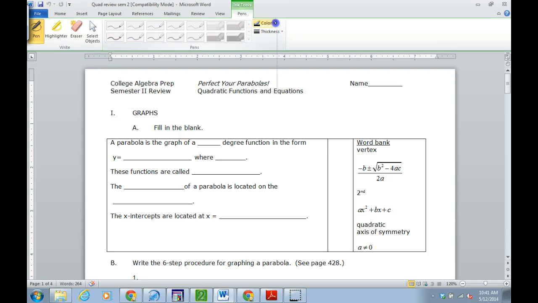All right. So, first thing we need to review is quadratics. It's been a long time since we did it. It was the very beginning of the semester. And a quadratic is like a parabola that is a graph of a what degree? Second degree. Yep. In the form of y equals ax squared plus bx plus c, where a is not equal to 0.